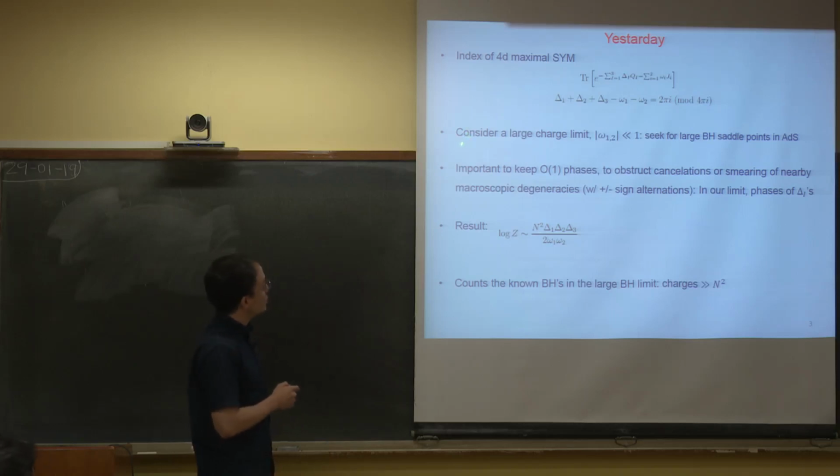The suggestion made yesterday is to consider the large N, but also the large charge limit in which the angular momentum chemical potentials are set to be small. So try to develop a higher dimensional analog of the Cardy formula of 2-dimensional CFTs. An important aspect that has been emphasized was to keep the order 1 part of, let's say, the imaginary part of chemical potentials, trying to best obstruct the cancellations or smearings of nearby macroscopic degeneracies at large values of charges. Because for nearby states, nearby degeneracy, we generally expect some random and fast oscillations between plus and minus signs. We try to introduce phases to maximally obstruct such cancellations. So in particular in our Cardy formula, it turned out that the order 1 component of chemical potentials in the internal R symmetry charge plays an important role.